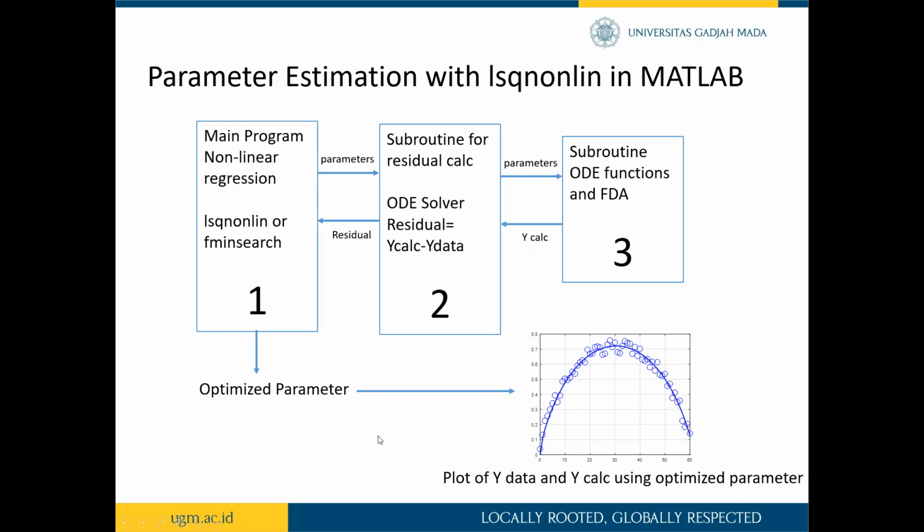Okay, and before we jump into MATLAB, the order in which I'm going to solve this problem: I will start from program number 3. This is basically the same as in the previous task, because this M file only contains the subroutine, ODE functions, and finite difference approximations. Then we need to modify our previous main program, so we call it residual calculation, and finally we need to make a new program for lsqnonlin. So that's how the modification looks. I repeat again that I'm going to start from making program number 3, then 2, and then 1. Okay, now let's jump to MATLAB.